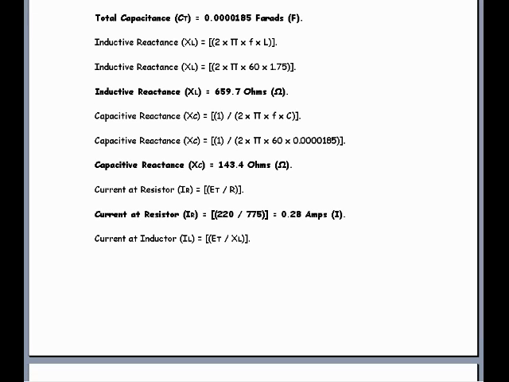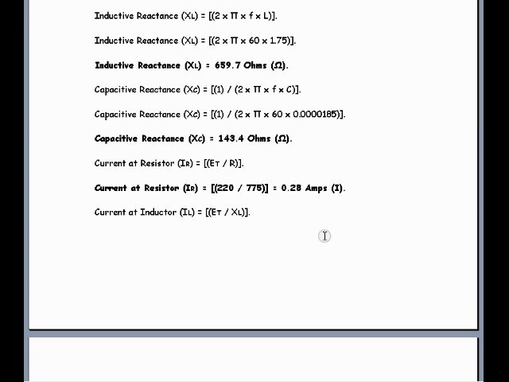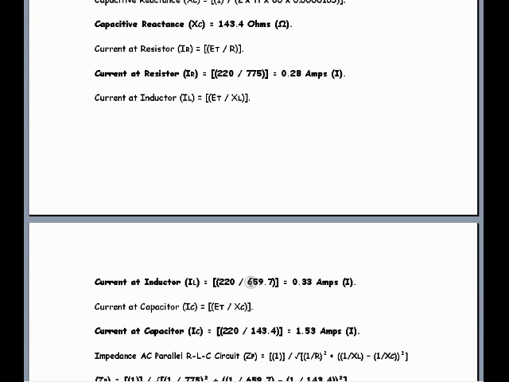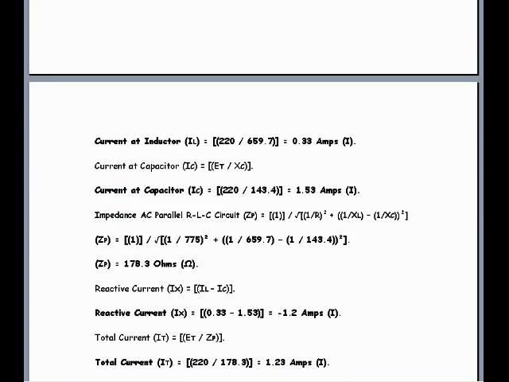Next, the current at the inductor is also the total voltage, but this time divided into the inductive reactance. So instead of dividing it into the resistance of the resistor, we take the total voltage and divide it by the inductive reactance, because it's an inductor. And when we do so, 220 divided by 659.7 ohms inductive reactance. So when we divide these out, 0.33 amps is the current at the inductor.